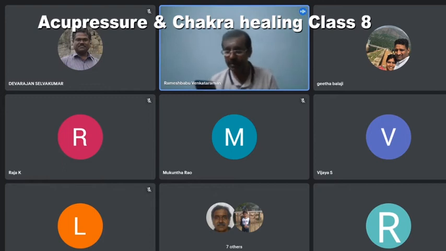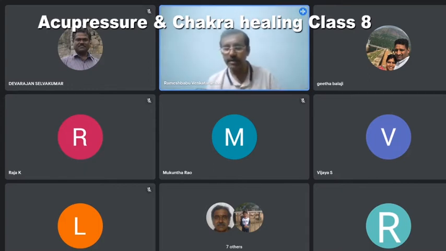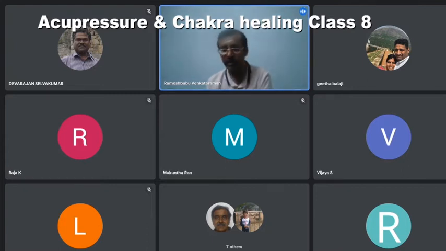So spleen 6. If you see spleen 6, they have written 3 chun, right? I'll just read what they have written here: on the medial aspect of the lower leg, 3 chun above the medial malleus. The medial malleus is nothing but that bone that you see here. They are drawn here. I'll repeat in Tamil also.